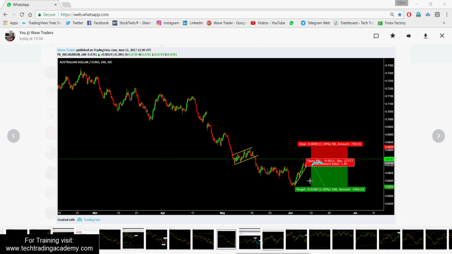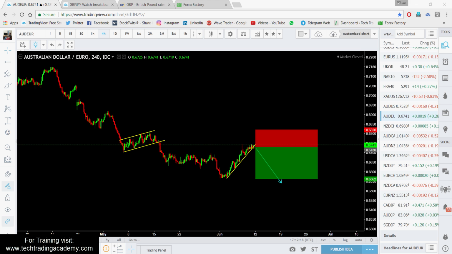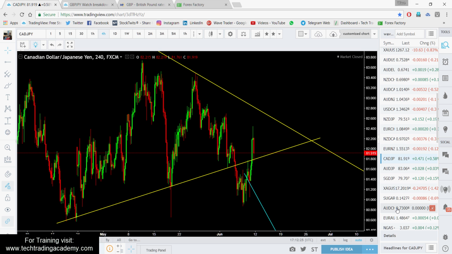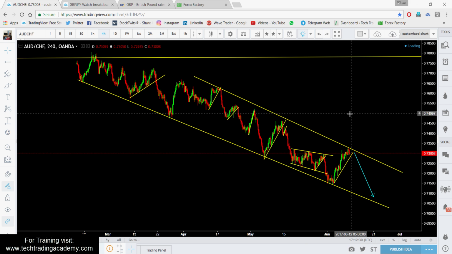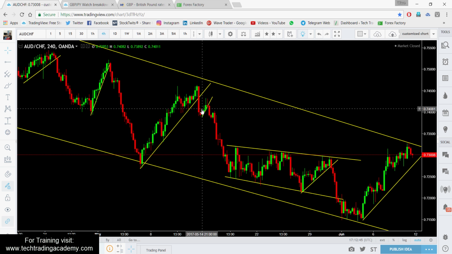Okay, short here, this trade. So we're gonna take that trade for next week. Keep an eye on this trade and Aussie Chief. Where is the Aussie Chief? Here is the Aussie Chief. This trade on Aussie Chief is quite similar to this trade, the trade we have taken at that area. So similar to that. I hope you fellows remember this trade.